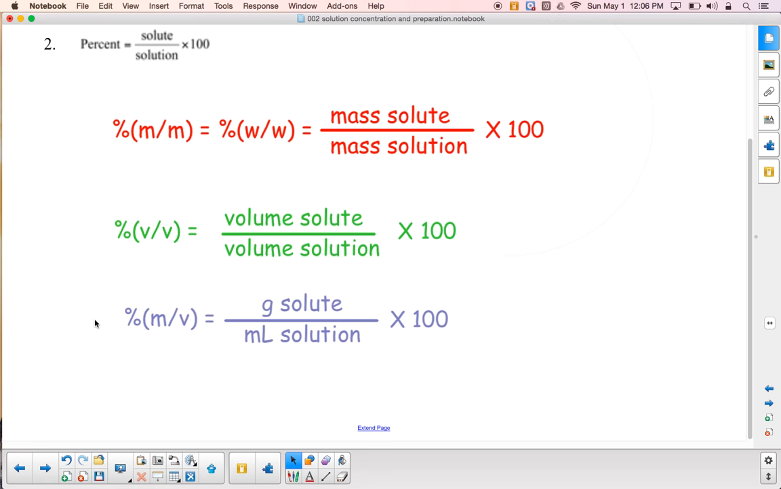The last percent concentration is a unit of kind of convenience. We're very often mixing a solid solute into a liquid solution. It's often easiest to measure the amount of solid in terms of grams and the amount of solution in terms of milliliters, so chemists have invented the percent mass volume solution. This is like the starch solution that I have to make for you to use as the blue color in your oscillating reaction. Percent mass volume is always grams of solute per milliliter of solution multiplied by 100.